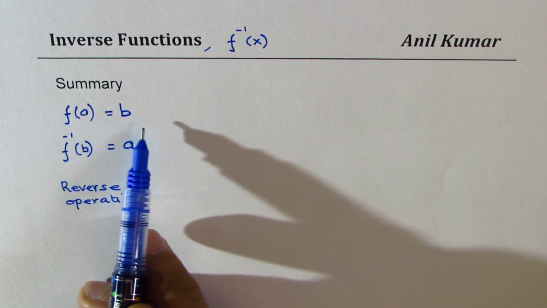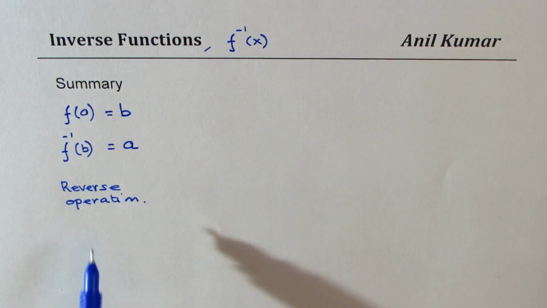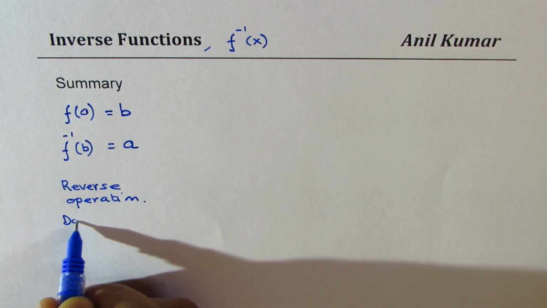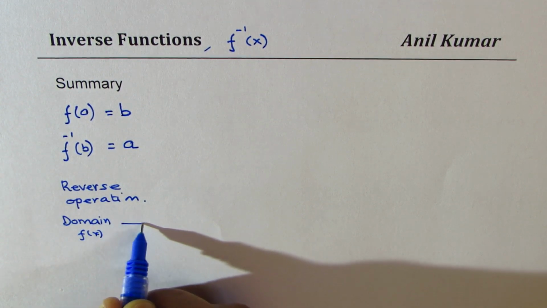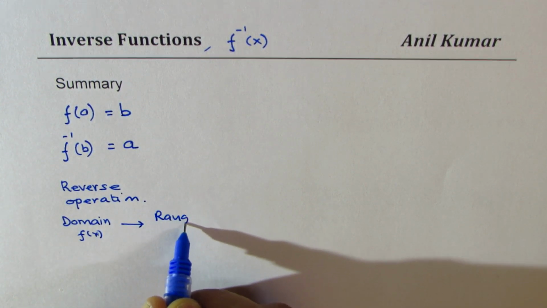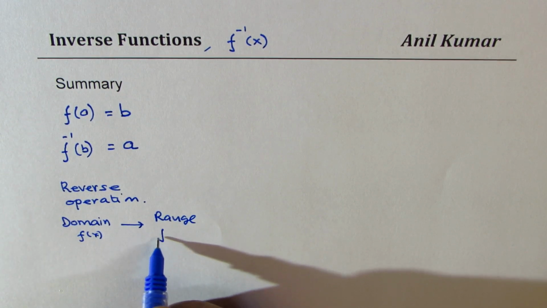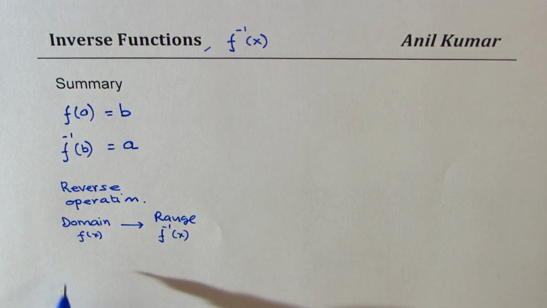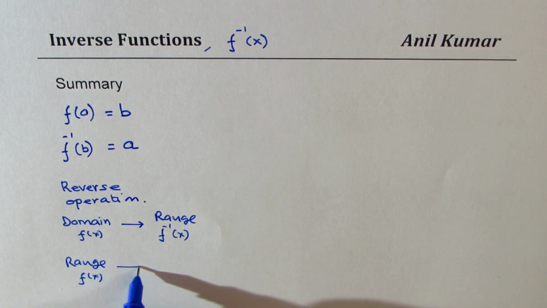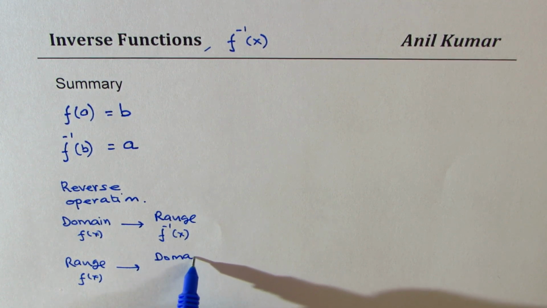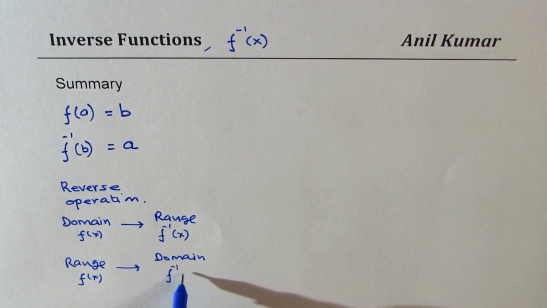As you can see, a and b swaps. So for the functions, we have also learned that domain of f(x) becomes range of f inverse x, and range of f(x) becomes domain of f inverse x. Clear? So all these points I hope are absolutely clear.